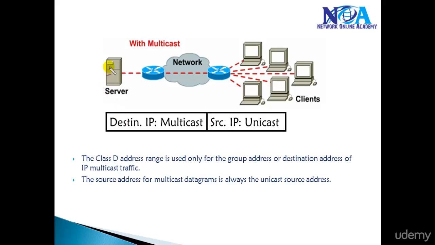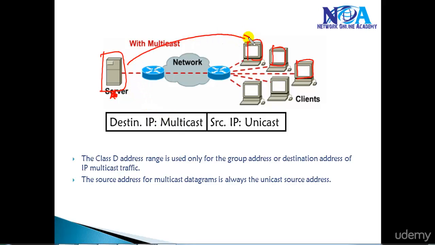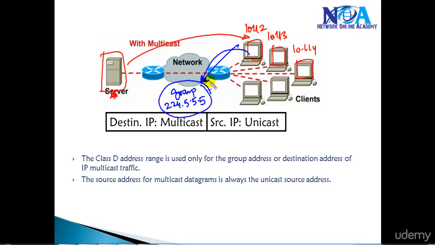Now let's take an example. There is a server which is sending a multicast stream to selected receivers. When it is sending a multicast stream to those receivers, it's not going to send to the exact IP addresses, let's say 10.1.1.2, 10.1.1.3, 10.1.1.4, but instead it will be sent to the group address. The group address will be the multicast address, and the destination address will be something like 224.0.0.5, and this is the address which is used to identify the group, and whoever wants to receive the multicast traffic will join this group and get the multicast service.